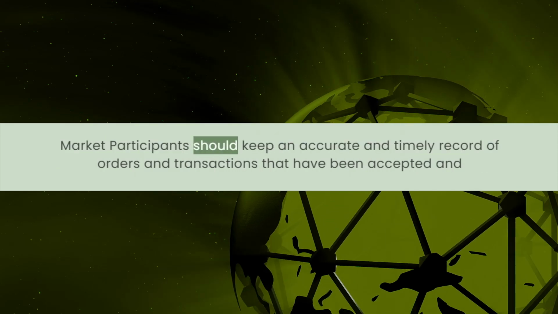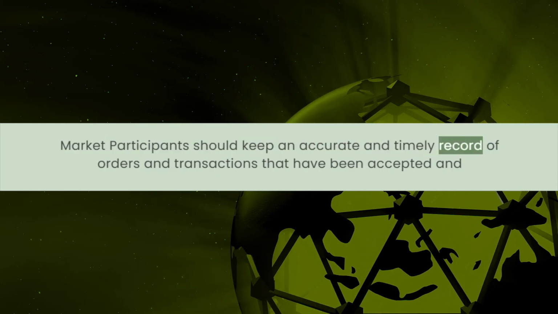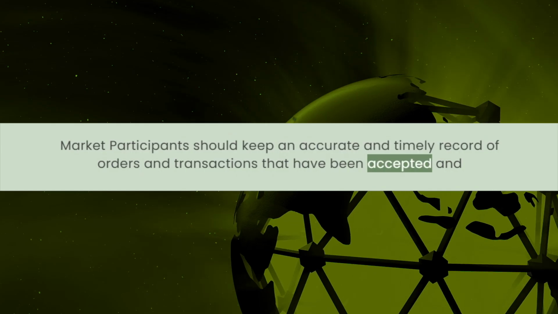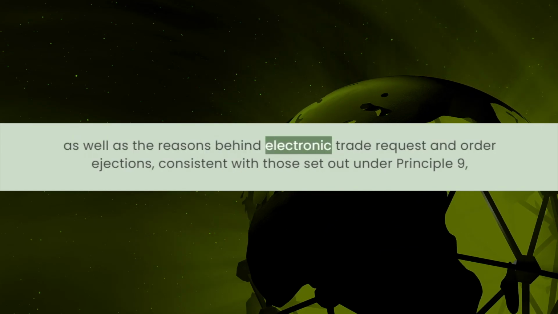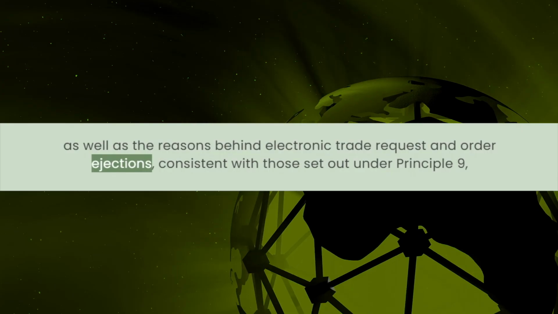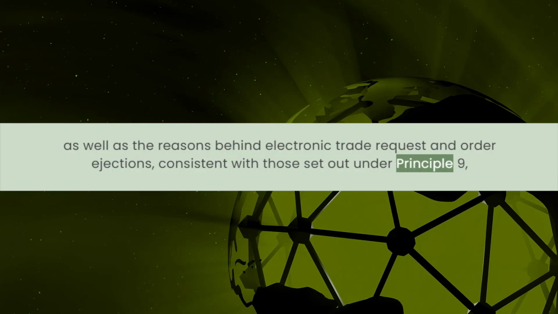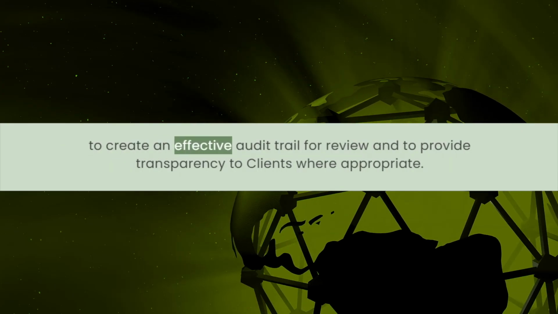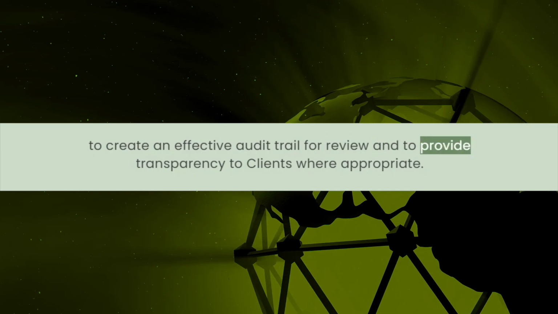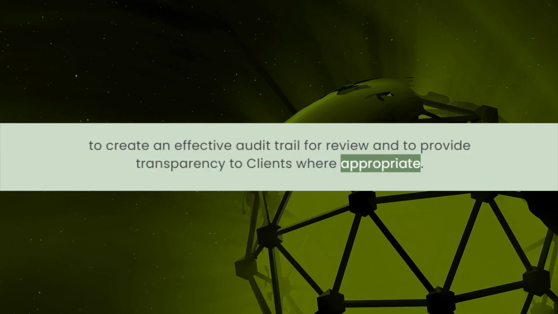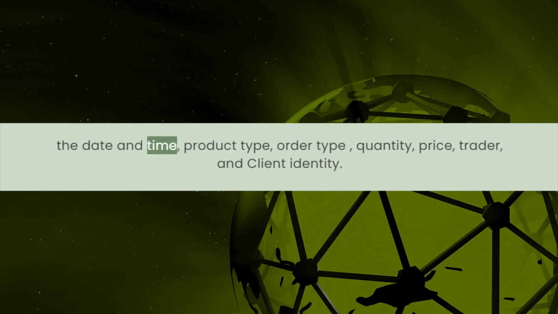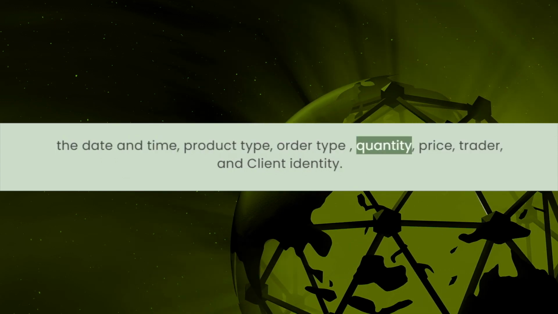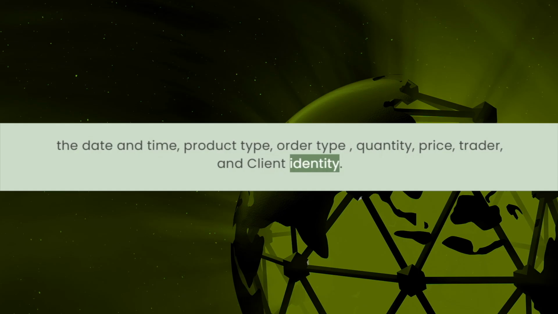Market participants should keep an accurate and timely record of orders and transactions that have been accepted and triggered executed, as well as the reasons behind electronic trade request and order rejections, consistent with those set out under Principle 9, to create an effective audit trail for review and to provide transparency to clients where appropriate. This record may include, but is not limited to, the following: the date and time, product type, order type, quantity, price, trader, and client identity.